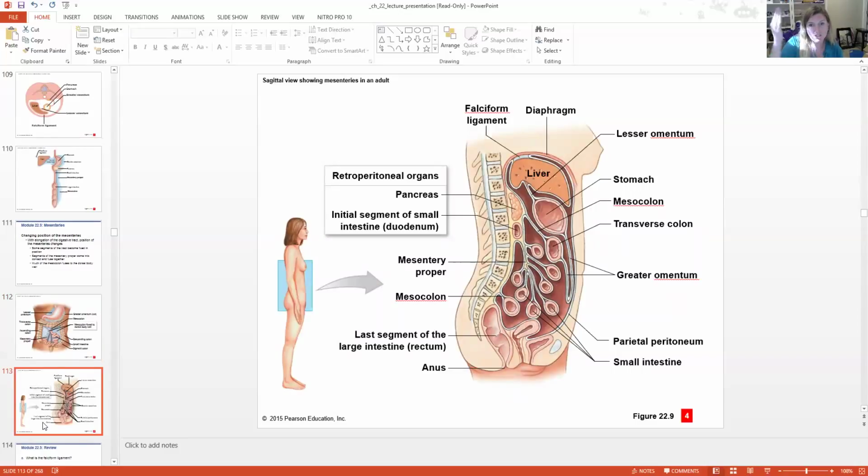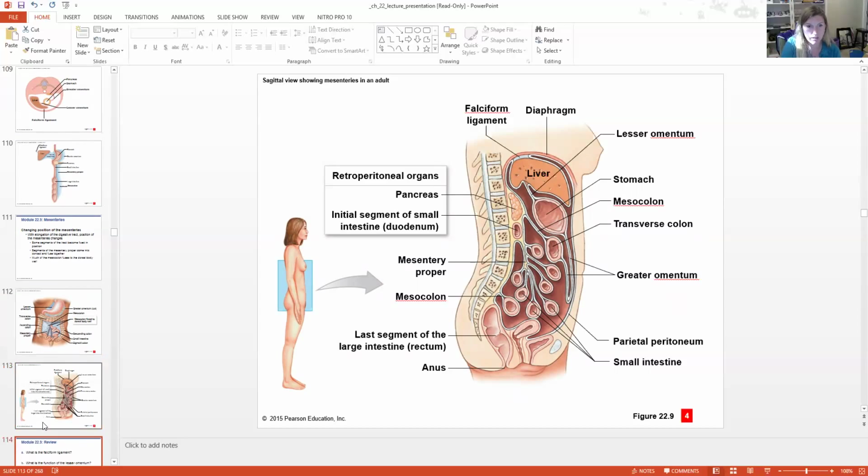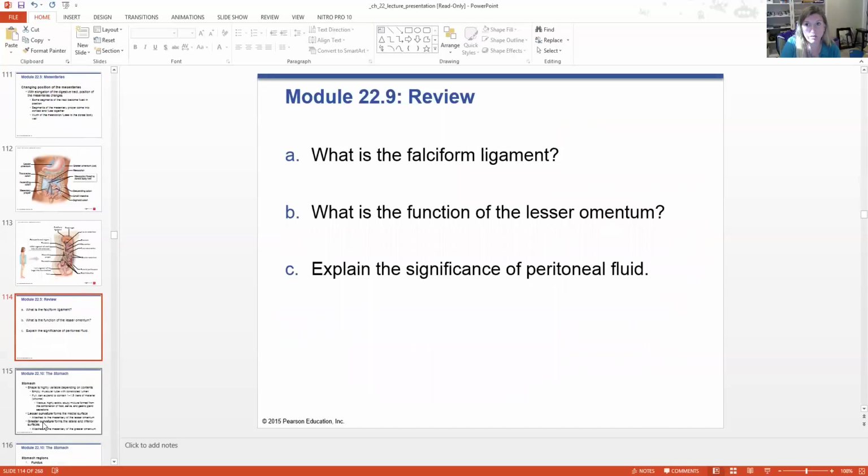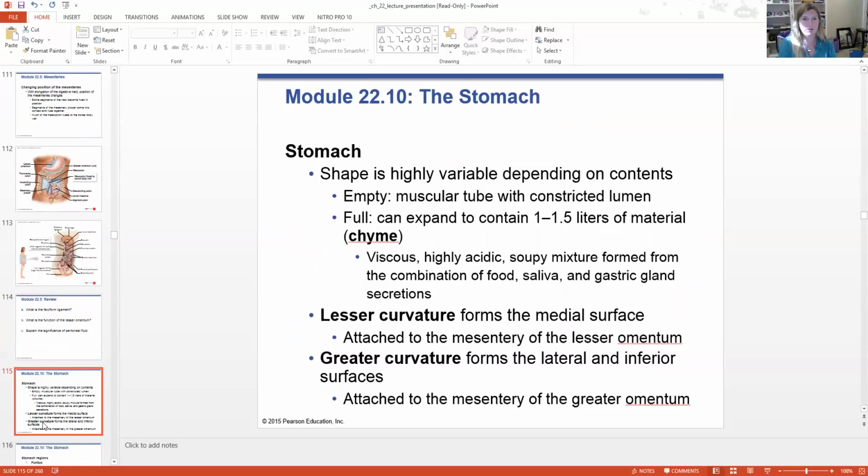This is a cross-section showing you the pattern of the membranes, where they go and how they're formed. And whoops, you can pause the video here, go back and review this section. I'm going to include the stomach in this video.